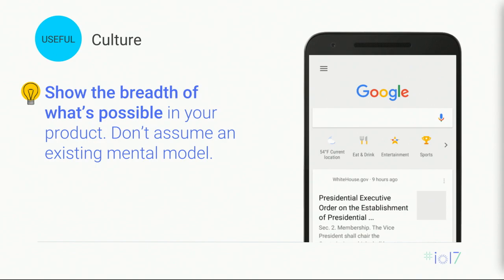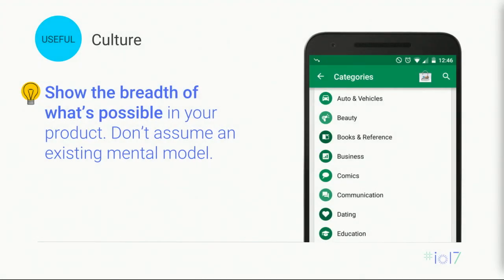So our tip for this bit of culture is to show the breadth of what's possible in your product. Don't assume an existing mental model. The example we have here is actually Google search itself on this mobile device. So there are options to discover not just particular categories, but you can also dive directly into news content. You can find out the current weather before even worrying about typing. And typing can still be very hard on mobile devices. Another example are categories within the Google Play Store. Again, this screen guides users to show what the Play Store contains, and it clearly shows the various categories with matching icons on the side.